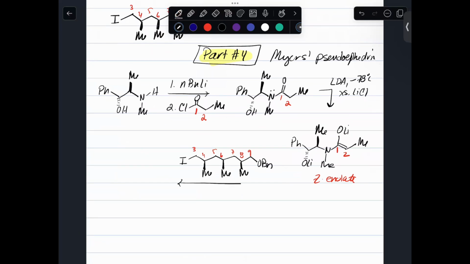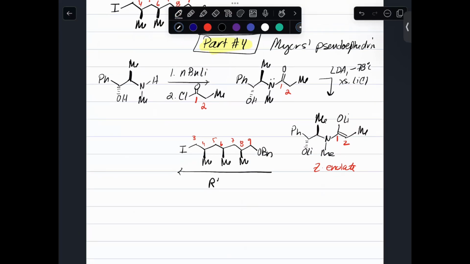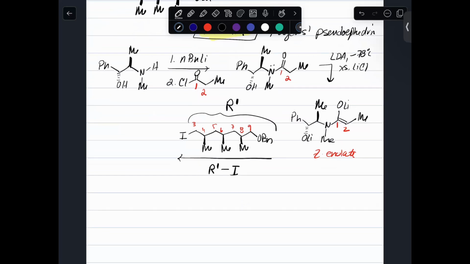Just like before, I'm going to simplify it for myself. This is my R prime group. I don't want to worry about that stereochemistry right now. I just want to worry about what I've got going on at the alpha position. And just like before, my new R group is going to be introduced as syn, specifically syn to the methyl group of the pseudoephedrine.